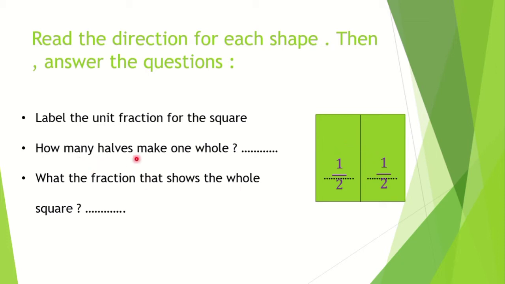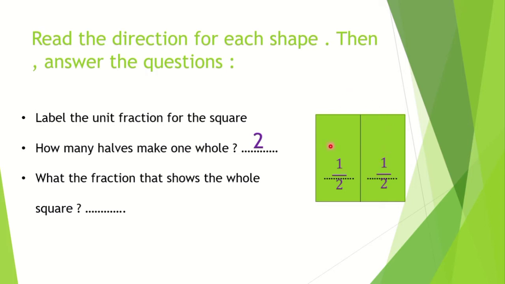So how many halves make 1 whole? How many halves here make this 1 whole? I have 1/2, 2 halves. So 1, 2. So I have 2 halves that make this 1 whole. Perfect. And then what's the fraction that shows the whole square? I need the whole square, so I need these 2 halves.